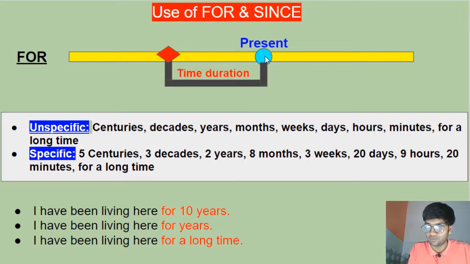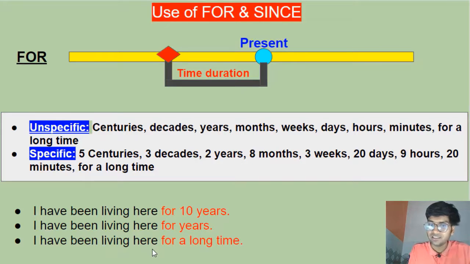All right. I have been living here for 10 years, right? So this is the present right now. Okay, 10 years back is, let's say, here. So this action has been happening for the last 10 years. This is 10 years, right? This is the time duration. For is used to talk about the time duration. Okay, simple. I have been living here for 10 years. I have been living here for 10 months, for 10 days, for 10 hours, something like that. A specific time duration. I have been living here for years. Years means many years. For months, for many months. For days, for many days, right? I have been living here for a long time.